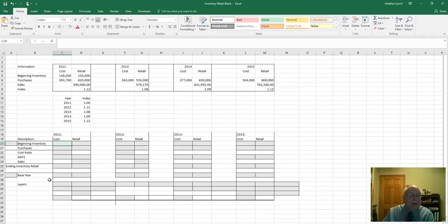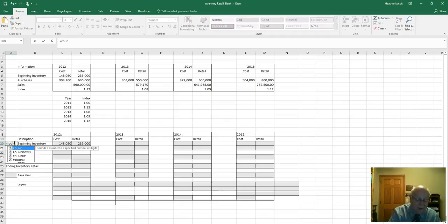Okay, so we have beginning inventory is 148,050. And the retail side of that is 235,000. And if you remember the retail, we needed to find what our ratio was. So equal round our cost ratio divided by the 235, 3 decimals. So it comes up to 63%.